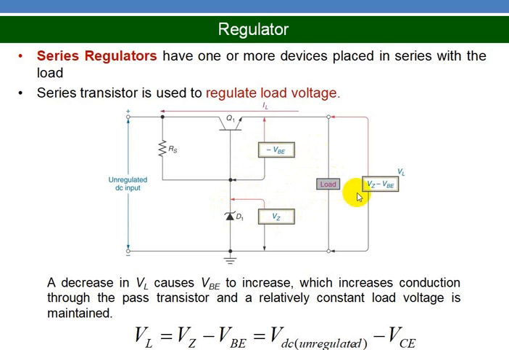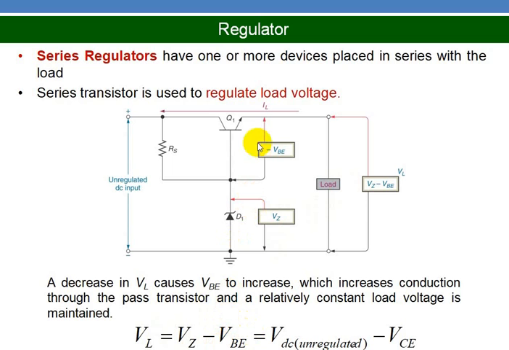So whenever load voltage decreases, what will happen? The Zener voltage cannot change, whereas this VBE will be adjusted. In this case, the VBE will increase and compensate for the decrease in the load voltage. And therefore, the load voltage will increase and be maintained. So a constant voltage will be maintained. So VL is nothing but VZ minus VBE. So the load voltage is regulated.